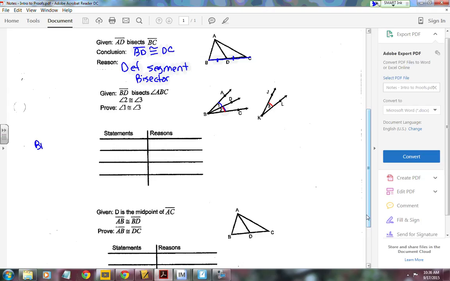Okay, so we have BD bisects angle ABC, and angle 2 is congruent to angle 3. That's given to you. Then from the first part of the given, we said angle 1 is congruent to angle 2. And you guys said that was by what? By the definition of bisector.